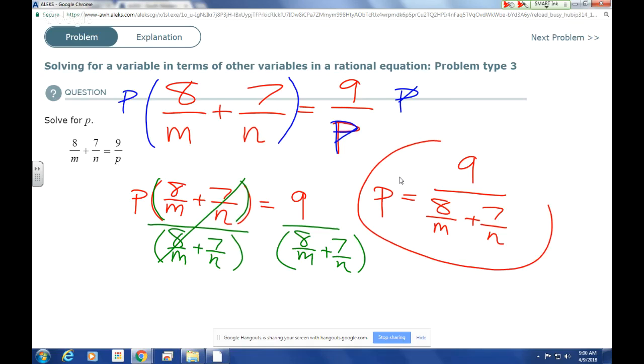These answers can get really ugly, but the rule is if I can get P on one side and everything else on the other, I don't care how ugly it is, I'm done. Okay, any questions about type 3? I skipped type 1 because Alex indicated that everyone who had tried it was fine with it. Okay. All right.